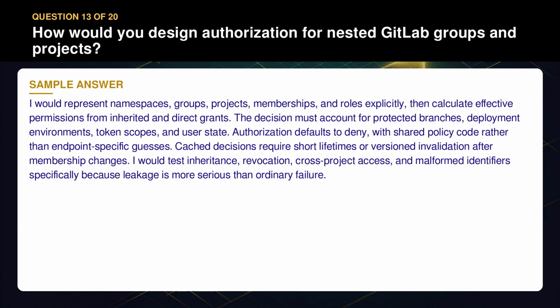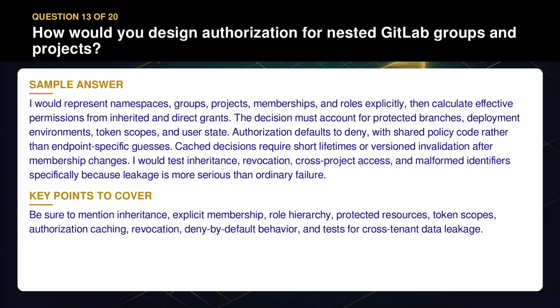I would test inheritance, revocation, cross-project access, and malformed identifiers specifically because leakage is more serious than ordinary failure. Be sure to mention inheritance, explicit membership, role hierarchy, protected resources, token scopes, authorization caching, revocation, deny by default behavior, and tests for cross-tenant data leakage.